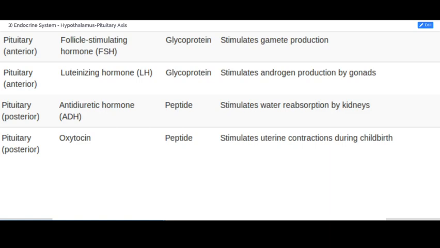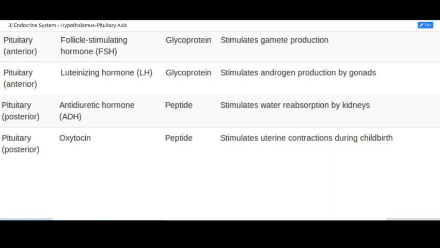Oxytocin is responsible for a few different things, but its most important function is stimulating the contractions of the uterine wall during childbirth. It's part of a classic feedback mechanism. When the cervical opening stretches, dilates, that stimulates oxytocin release from the hypothalamus, and it causes contraction of the uterus, pushing the newborn through the cervix and stretching it more, causing more oxytocin release.